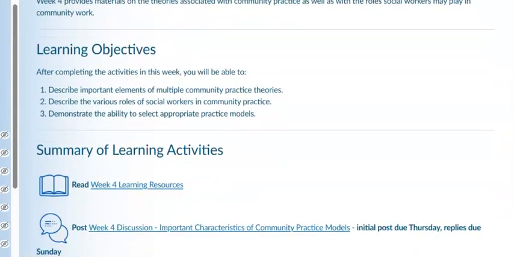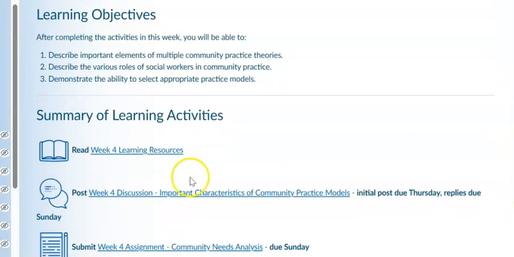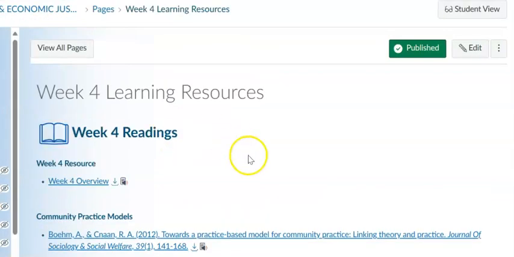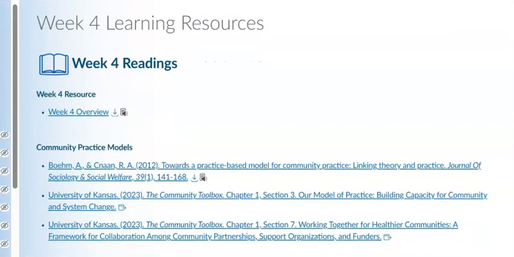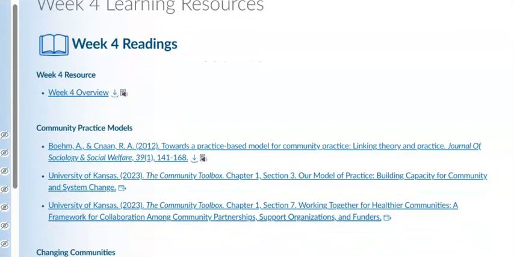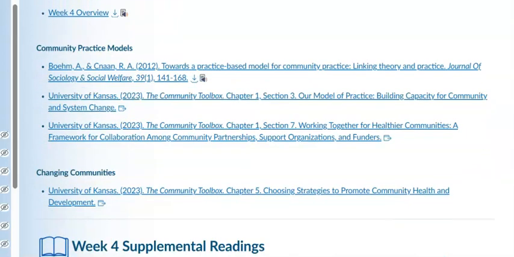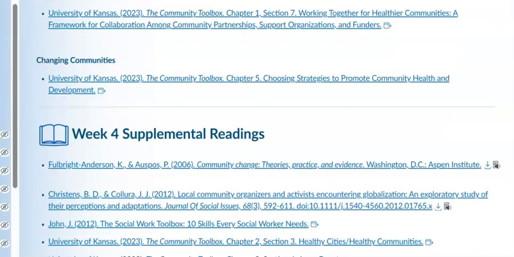So now let's look at the learning activities and resources for this week. We will go over the slides in a minute. There are a number of readings on community practice models, also a toolkit, again from the University of Kansas, on changing community, and a number of supplemental readings.